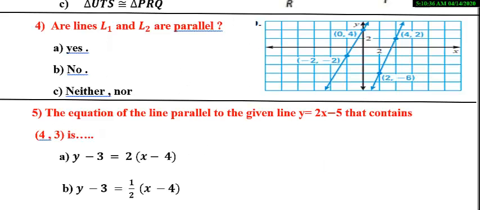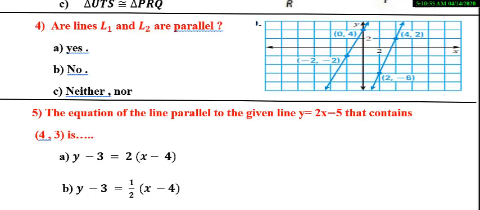Moving to question number 4, the question illustrated here in the figure on the right-hand side shows two lines, L1 and L2, and asks whether the two lines are parallel, yes or no, or neither. So I have to choose A, B, or C. Before choosing the correct answer, we have to go through some procedure.